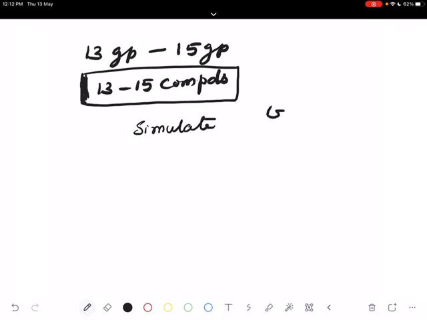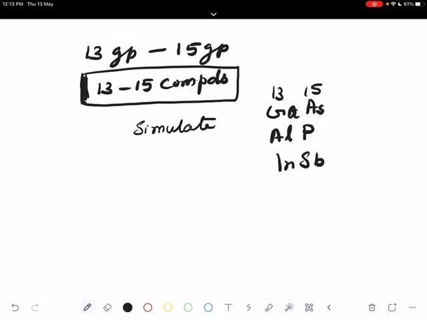For example, gallium arsenide, aluminium phosphide or indium stibide. So this is the 13th group, that is the 15th group. To simulate an average valency of 4, 13th group elements are mixed with 15th group elements. We call them 13-15 compounds.